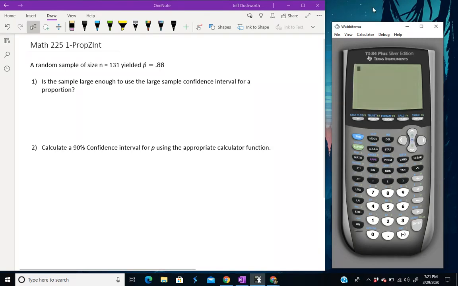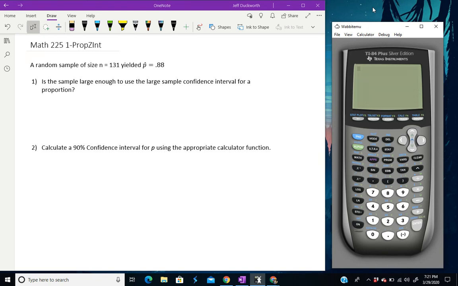All right, so I'm going to do a problem that deals with a confidence interval for a proportion. In the problem we're given a random sample of size n is 131, yielded p hat of 0.88. So question one, is the sample large enough to use the large sample confidence interval for a proportion?